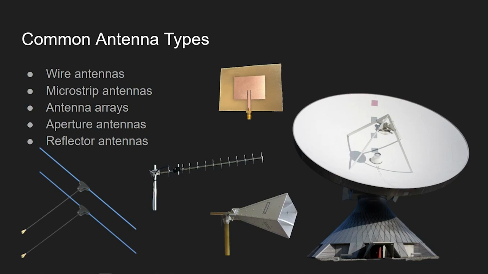Antenna arrays use multiples of other antenna types to create higher gain and directivity compared to just one antenna. Aperture antennas such as waveguides and horns are seen on most space and airplane applications. Reflector antennas look like common satellite antennas. They were the reason for major success in communication with outer space.